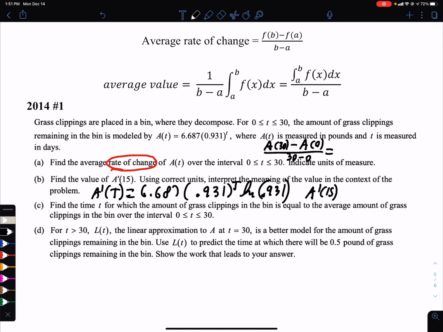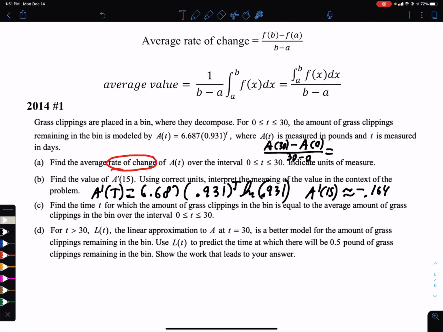This is number 1. I'll get the answer for you. All right, so the answer came out to be negative 0.164. And I knew it was going to be negative. You know how? The ln of anything smaller than 1 is negative. So I knew it was going to be negative.